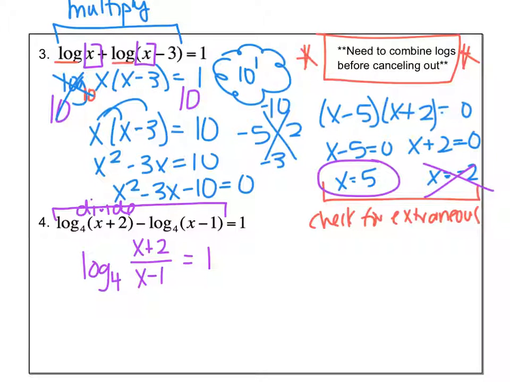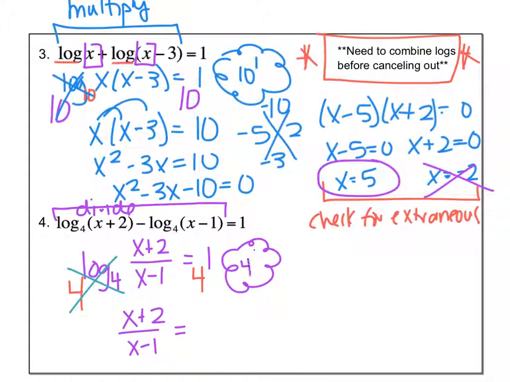So we divide them to shove them together. Then now the log is on the outside of the whole problem. So to get rid of the log, I'm going to make the base 4. So it's a log base 4. I need to put a base of 4 to cancel it out. Those cancel out. We get x plus 2 over x minus 1 equal to, this is really 4 to the first power, which is just going to be 4.